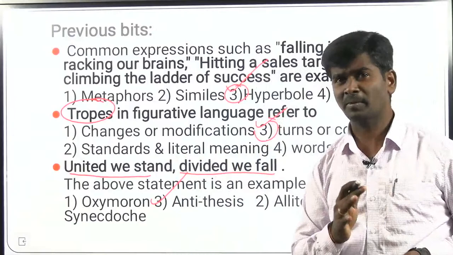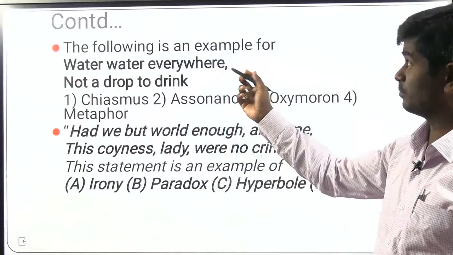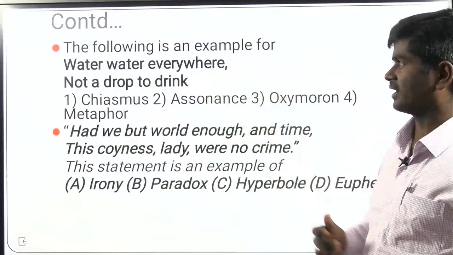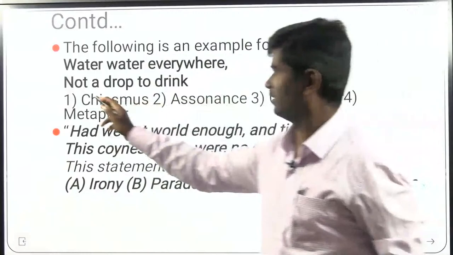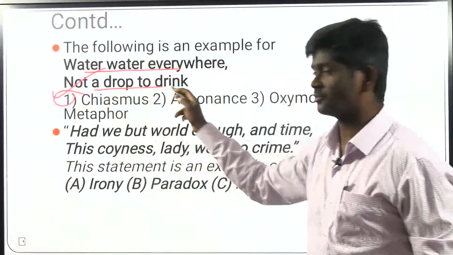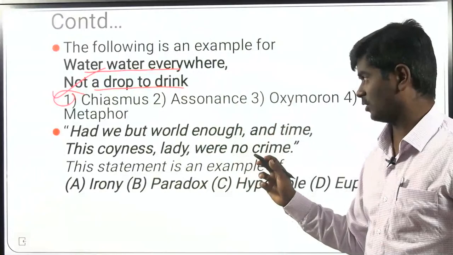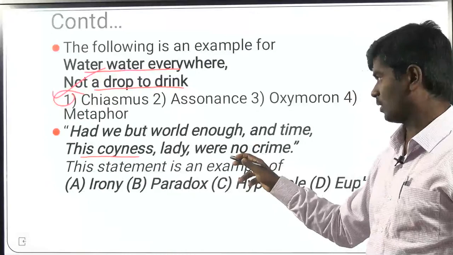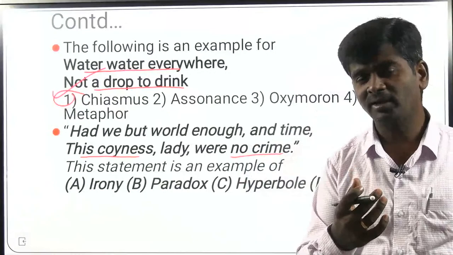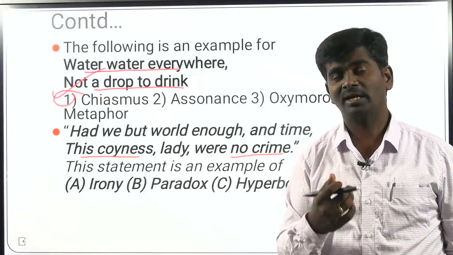Next, you can also see the following example: water, water everywhere, not a drop to drink. Best example for chiasmus. Had we but world enough and time, this coyness, lady, were no crime. See, the coy, shy lady, were no crime. The speaker is deliberately talking this way. This is a form of euphemism, describing a disagreeable thing in an agreeable manner. Hence, it's an example of euphemism.